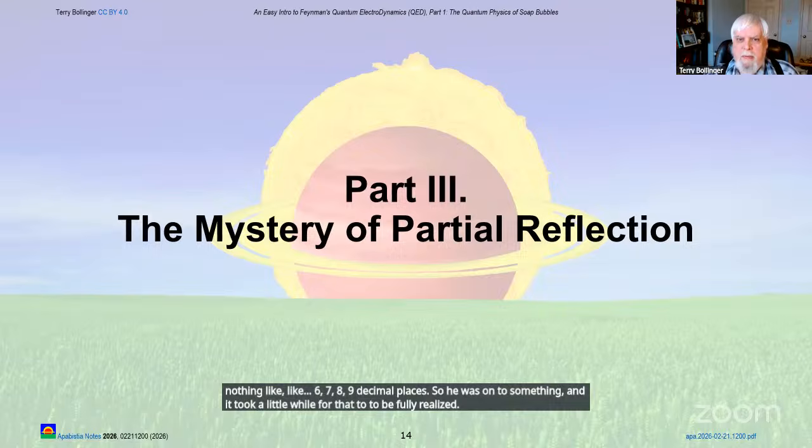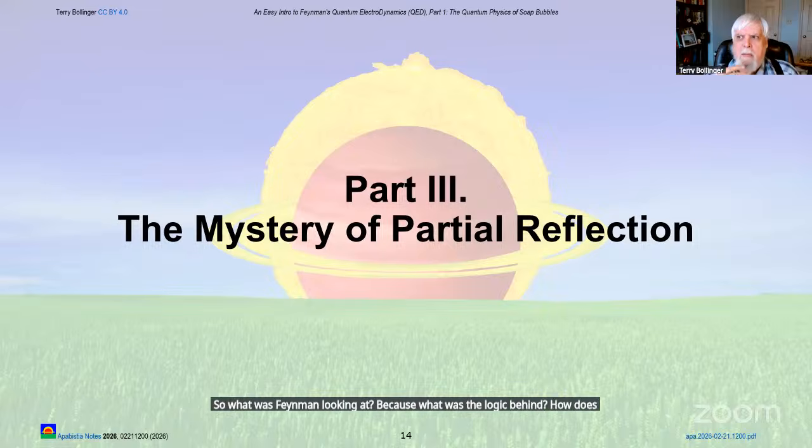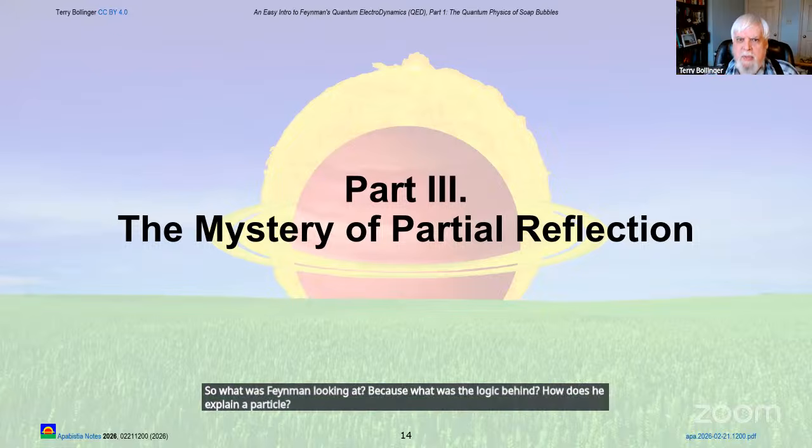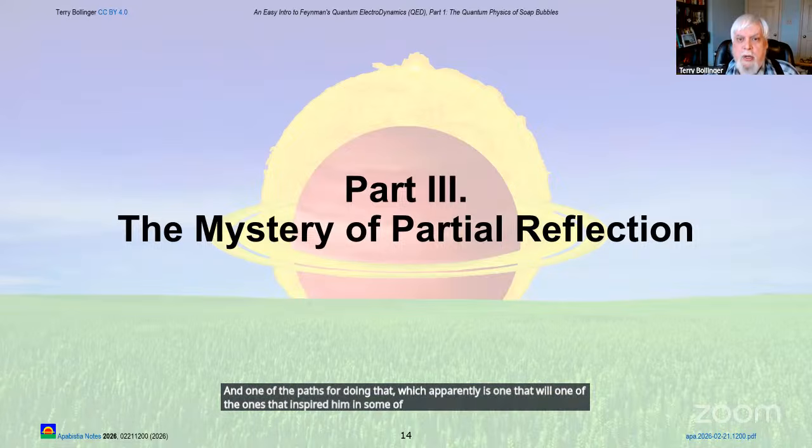So what was Feynman looking at? What was the logic behind how he explains a particle that at the same time does all the optical things that you see? And one of the paths for doing that, which apparently is one of the ones that inspired him in some of this, is the mystery of partial reflection.